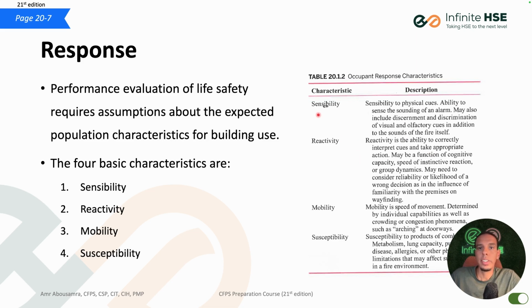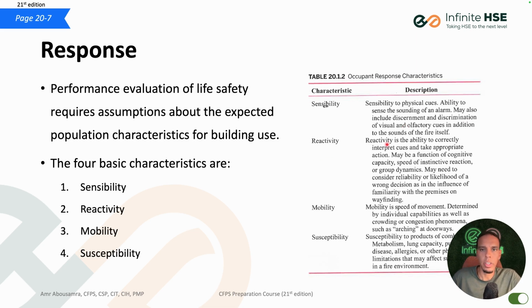For example, the sensibility. Sensibility means sensitivity to the physical cues. Sensibility to smoke, for example, sensibility to heat. So it's the ability to sense the sounding of an alarm, and may also include discrimination of visual and olfactory cues. So are they able to sense these cues or not?